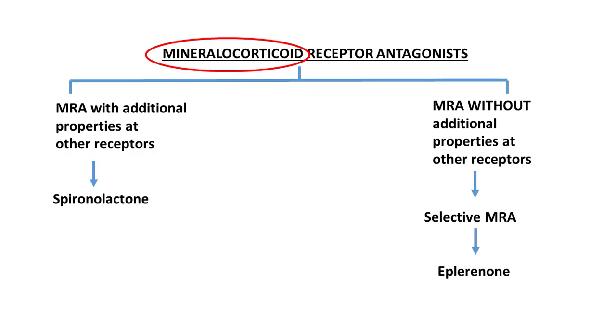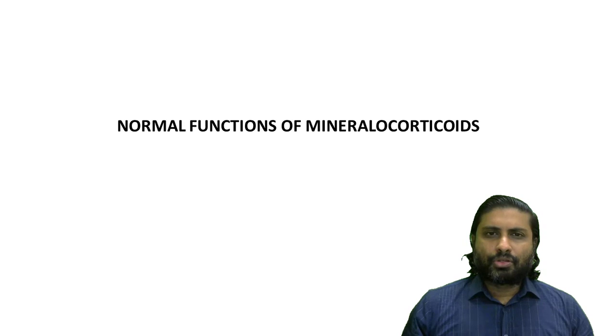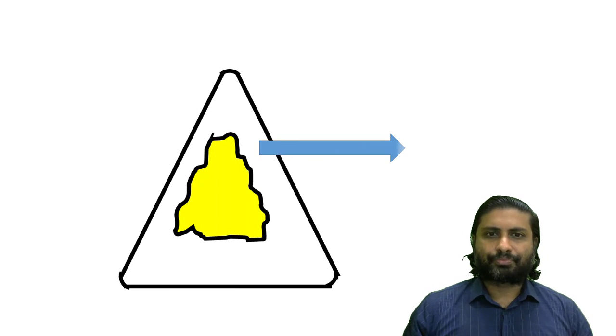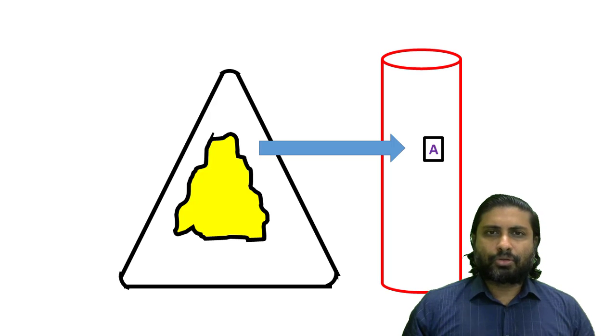Now, after all, these are mineralocorticoid receptor antagonists. So, let us now first discuss what mineralocorticoids normally do, and then we shall try to understand what happens when we block a mineralocorticoid receptor. So, we know that mineralocorticoids are released from the cortex of the adrenal gland. The endogenous mineralocorticoid that we are talking about is obviously aldosterone.